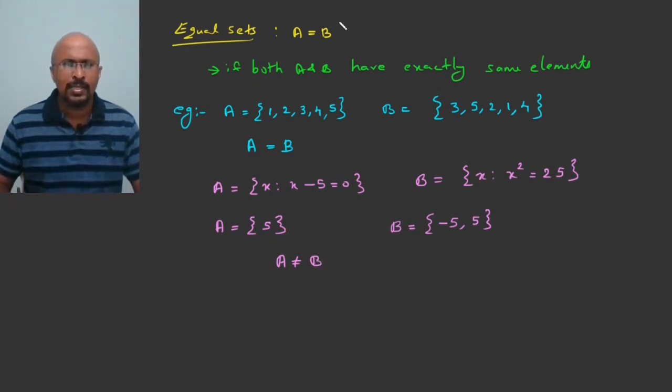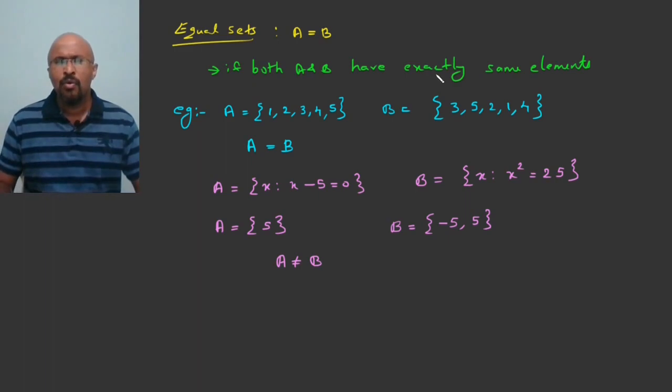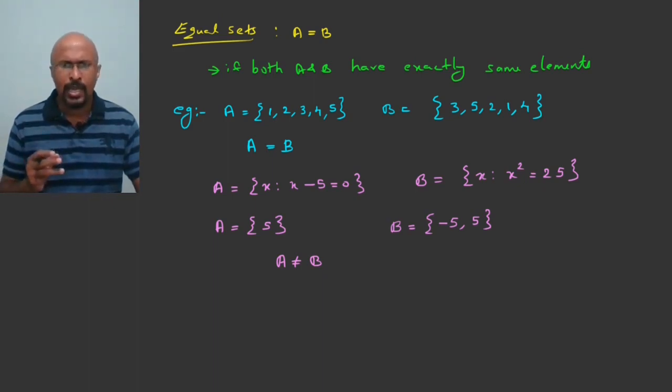So, two sets A and B are said to be equal if they have exactly the same elements. So, here we studied 5 different types of sets. They are the empty set or null set or void set, second singleton set, third finite set, fourth infinite set, and fifth equal sets.